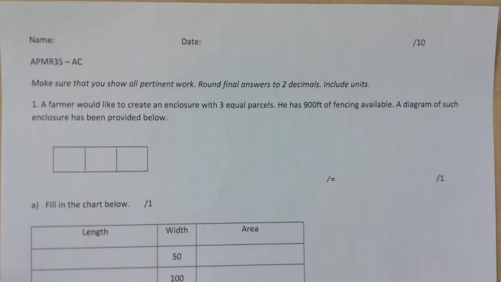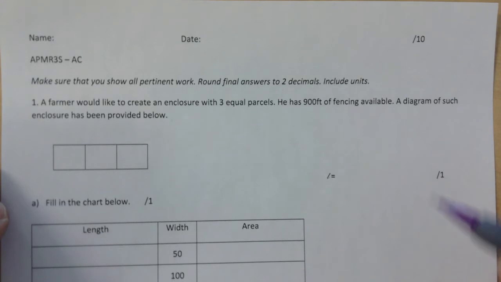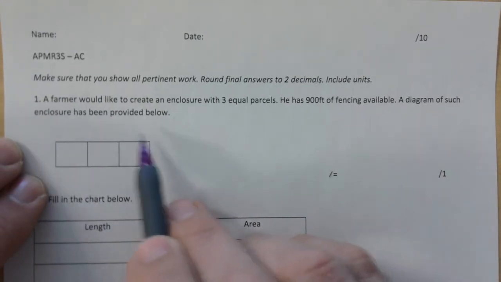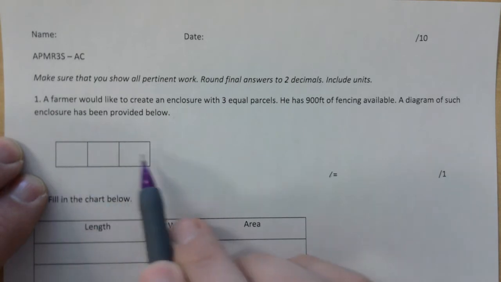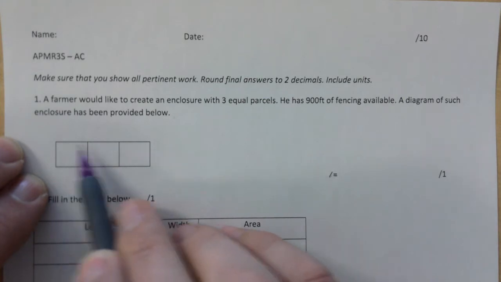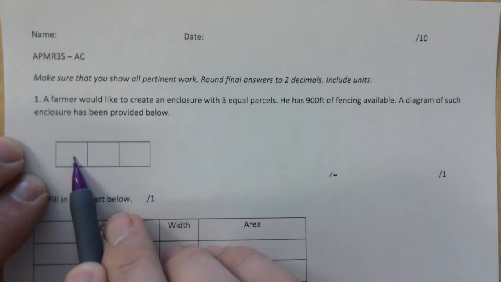It's going to be a bit more challenging to mark, so we're going to be somewhat flexible with that. So the main idea is to learn from this, okay? I will not always give you a diagram, but in this case, I decided to do that to make it a little bit easier, right? So this farmer wants to make an enclosure with 3 equal parcels in there, right?